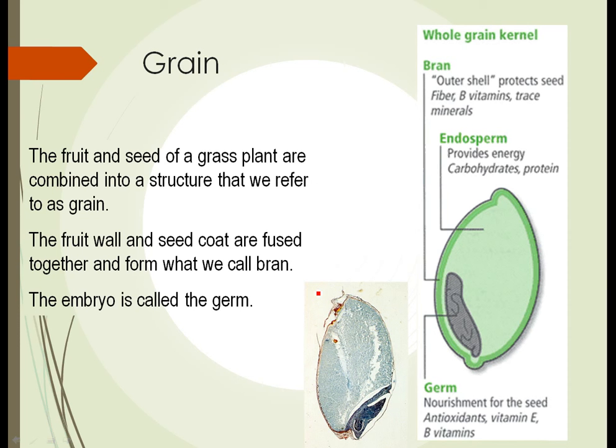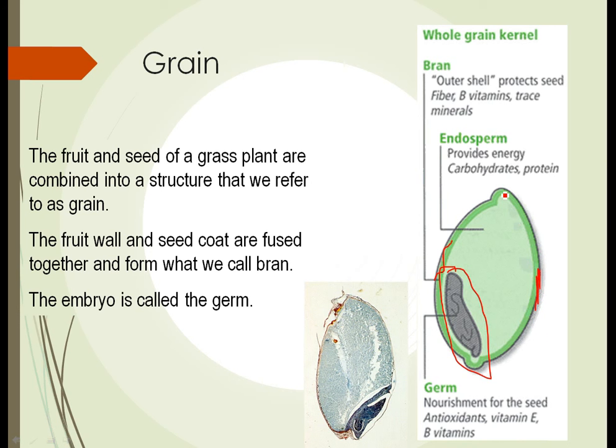The embryo inside is referred to as the germ. So the outside, the seed coat, and the fruit wall are the bran. The germ is the embryo. So for instance, wheat germ is the embryo of the wheat plant. When you eat bran or bran flakes, something like that, it's this part of the outer side of the plant.